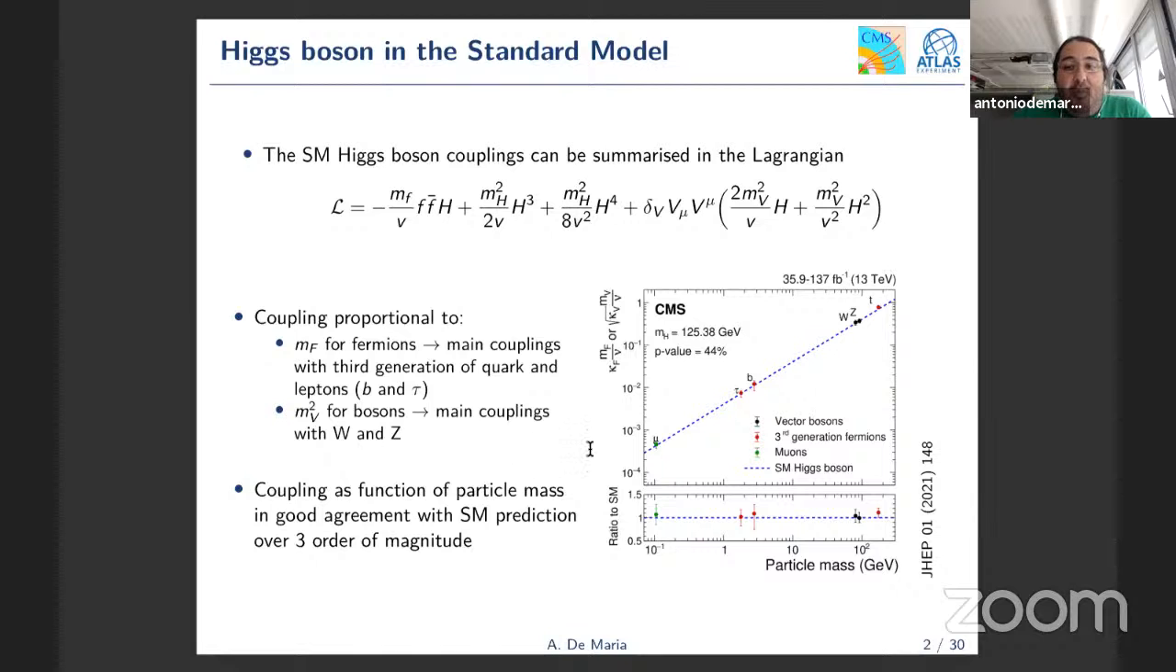As you can see from the plot here on the right part of the slide, where we put all these couplings, we can see a nice linearity between all the couplings that so far have been measured. And we also get a nice agreement with the standard model prediction over roughly 3 orders of magnitude for the particle mass to which the Higgs boson is coupled.